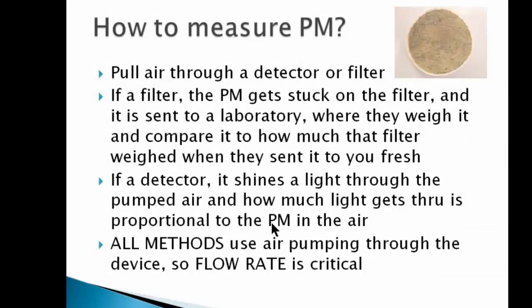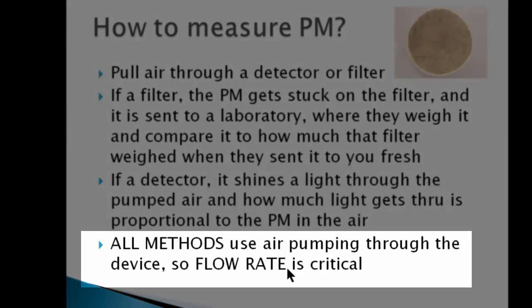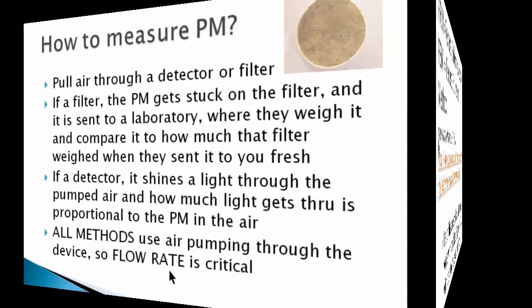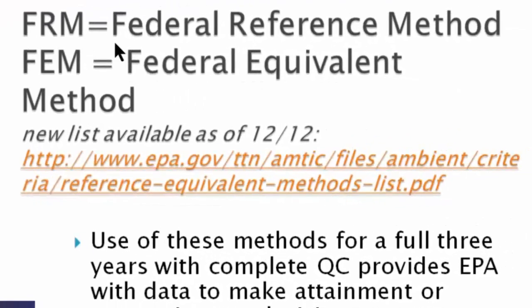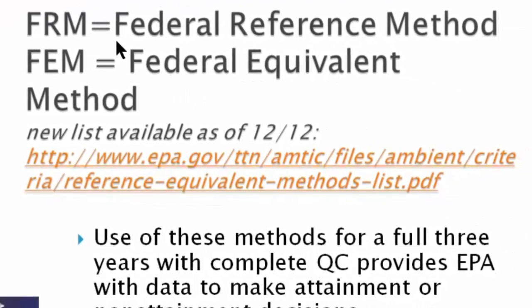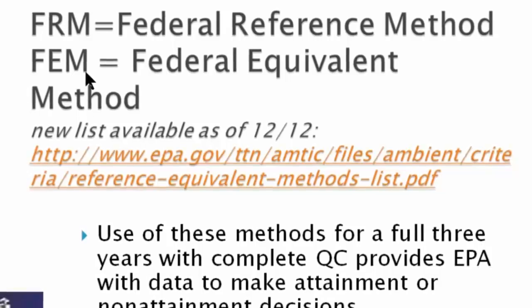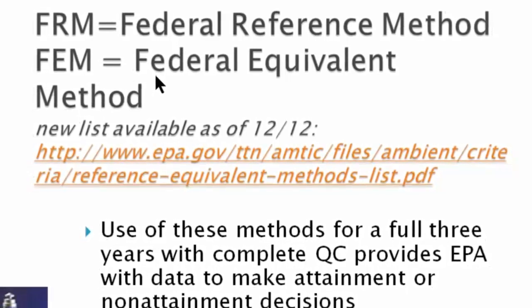So they work basically by pumping air through something where there's a detector, or it actually collects the particulate matter on a filter. All methods use air pumping, air moving through the device, so the flow rate is absolutely critical for particulate matter measurements. FRM stands for Federal Reference Method, and FEM stands for Federal Equivalent Method.